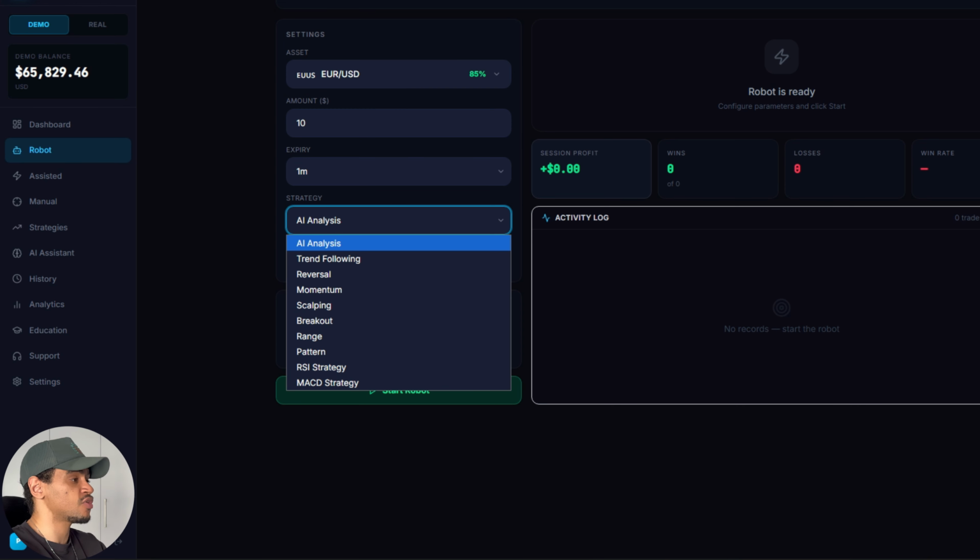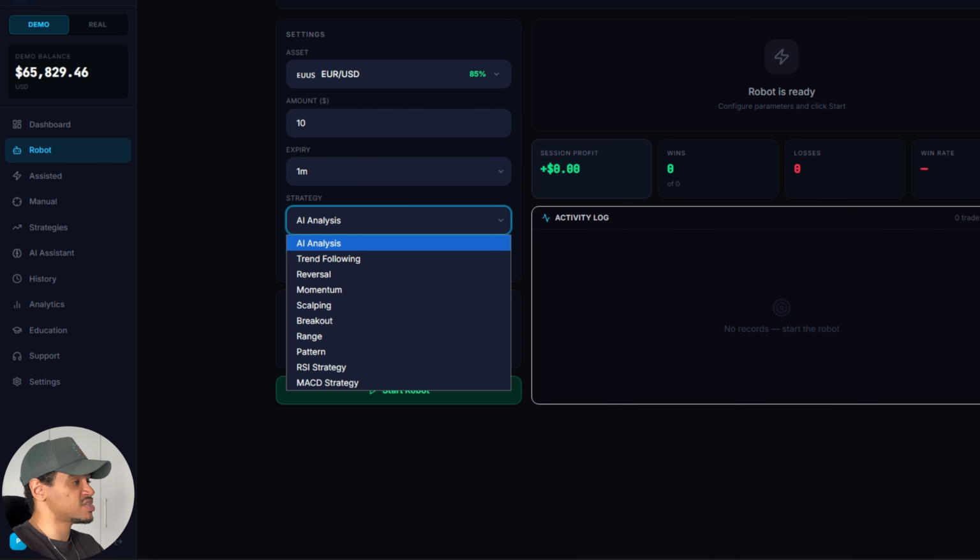You select the asset you want to trade with from the list right here. You select the amount that you want to put. You have many time frames to select from 5 seconds to 15 minutes. Select any time frame and it's going to execute those trades, and you can select the strategy that the robot will use to analyze the market. Either AI analysis, it's going to use all the tools, it's incorporated with a lot of indicators that it will use to analyze the market.